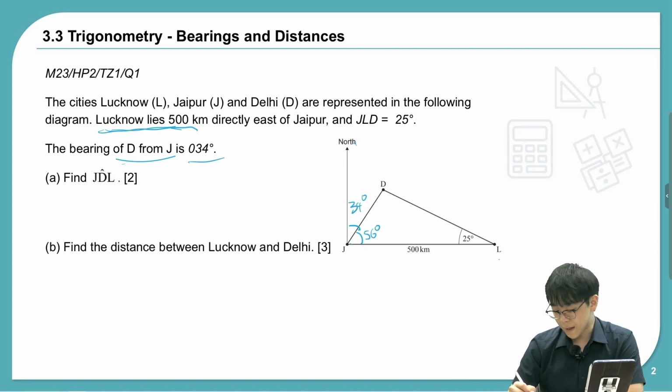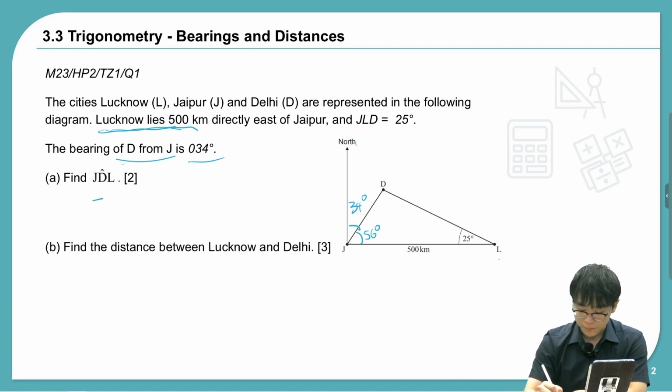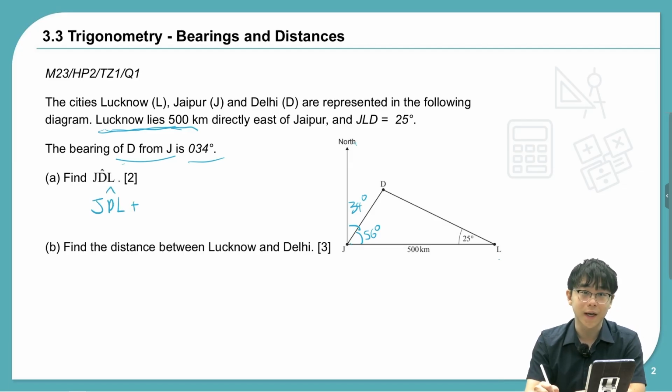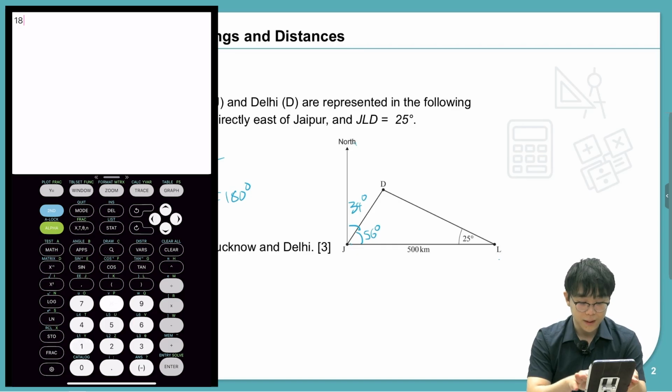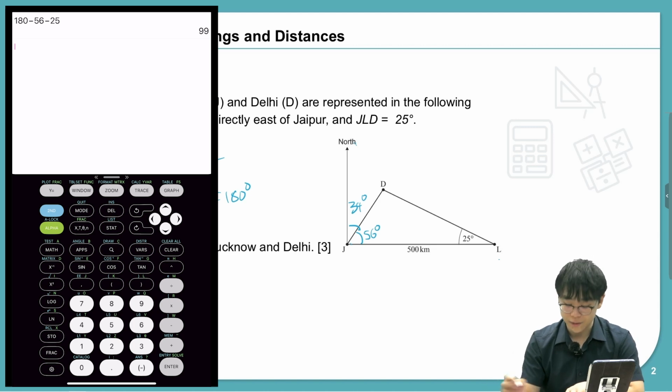So in order to find angle JDL, we would just say in this triangle JDL, right, the internal angles should add up to 180 degrees. So JDL plus 56 degrees plus 25 degrees should be 180 degrees. So if you calculate what JDL should be, we should get 180 minus 56 minus 25. So that should be 99 degrees.